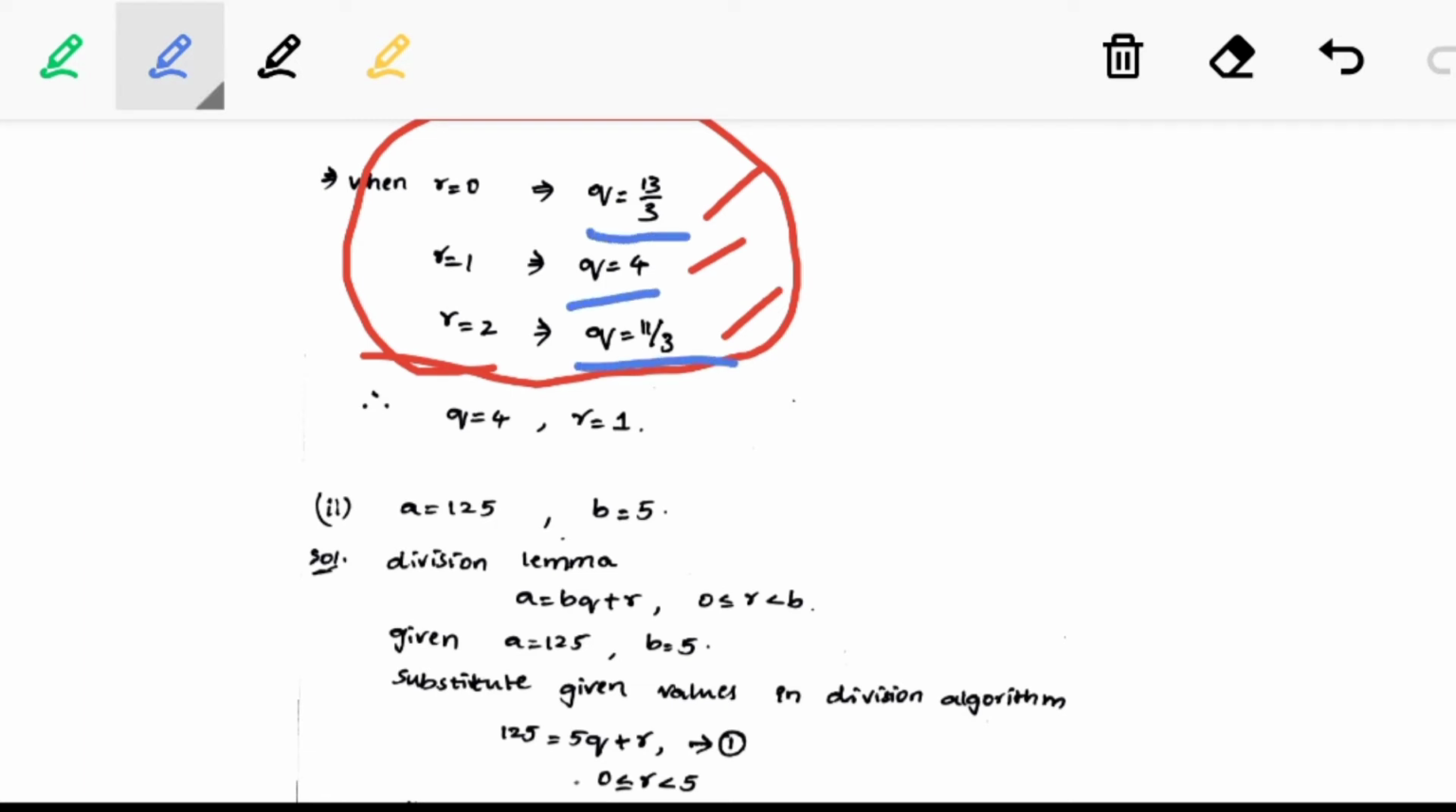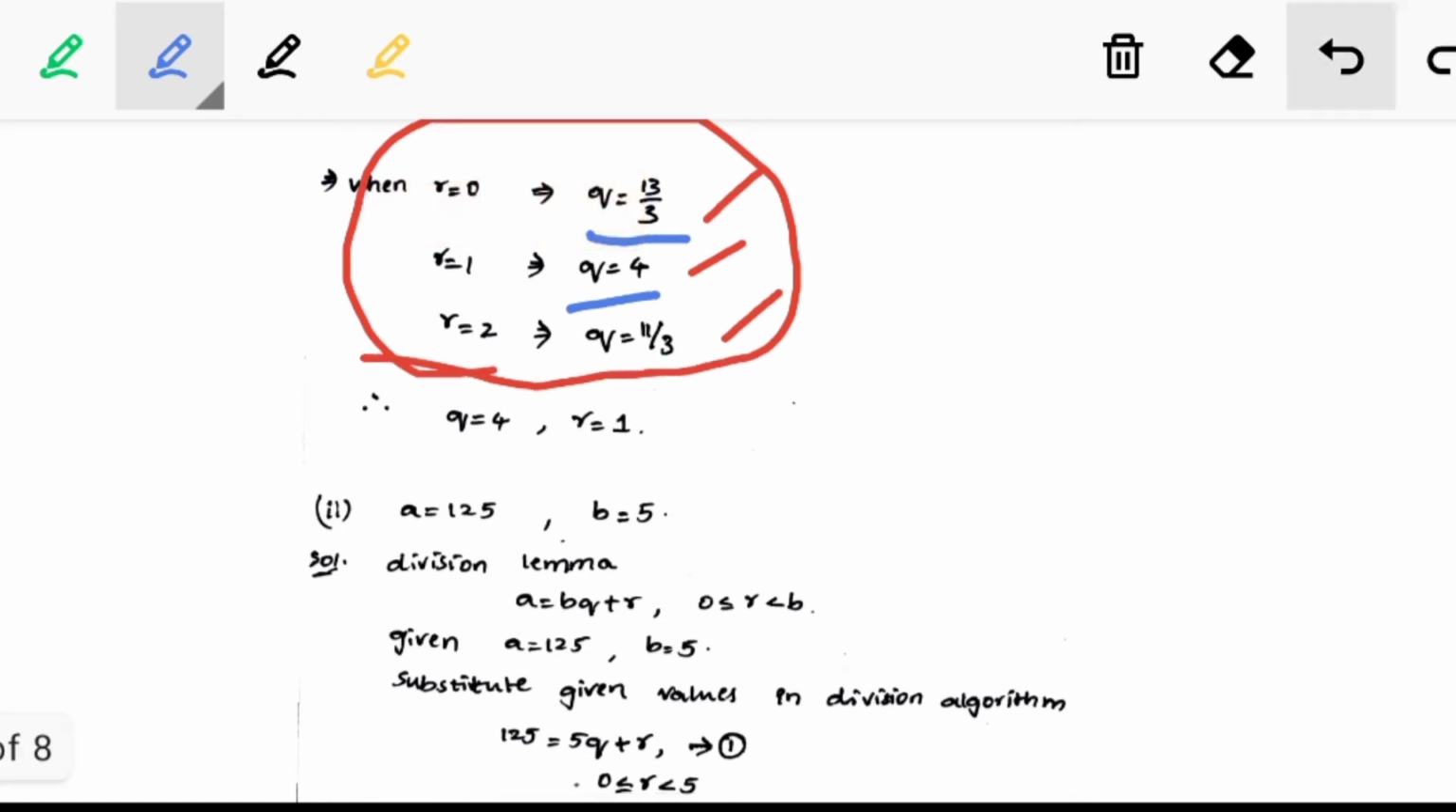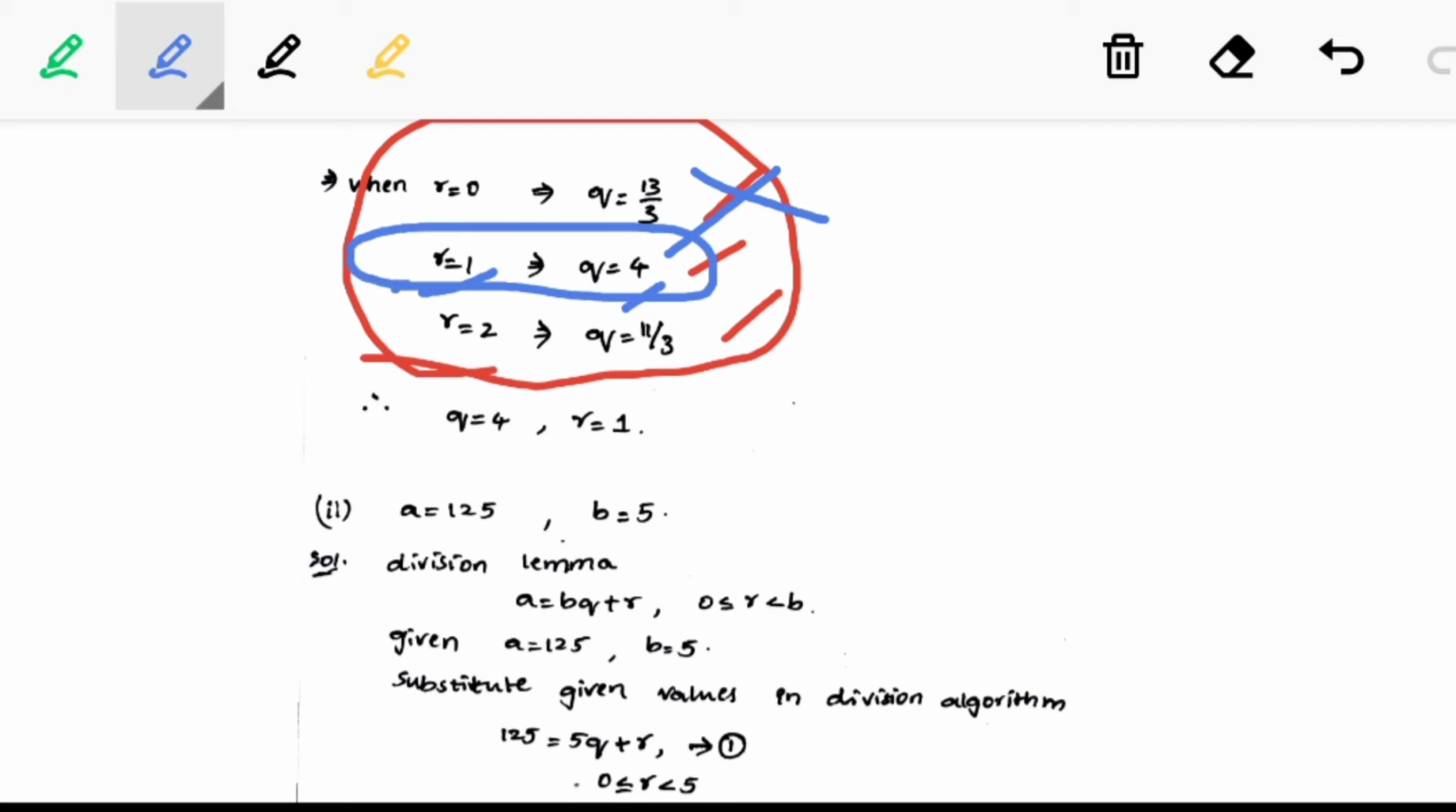We know from the division lemma that given two positive values A and B, we need to get a unique pair of integers Q and R. According to the division lemma, the Q and R values should be integers. But 13 by 3 is not an integer. So we need to exclude Q equal to 13 by 3 from the actual answer. Now Q equal to 4 is an integer and R equal to 1 is also an integer. So we can consider Q equal to 4 and R equal to 1 as the answer.